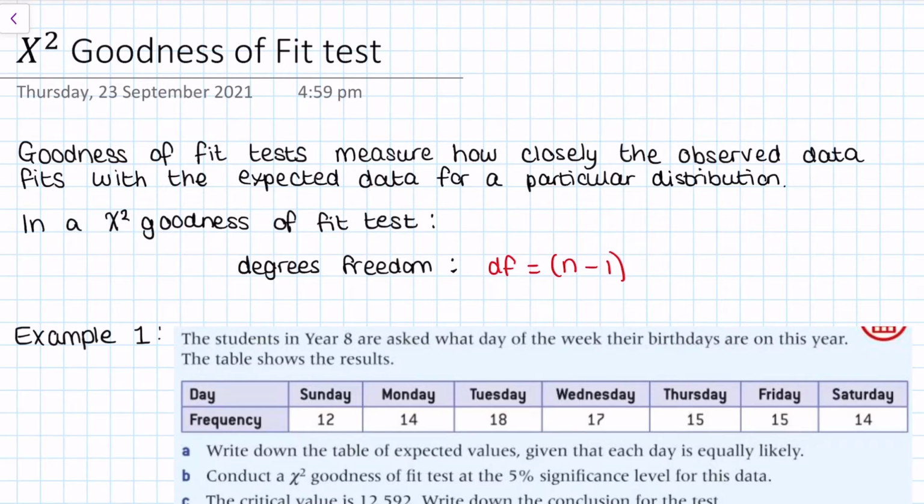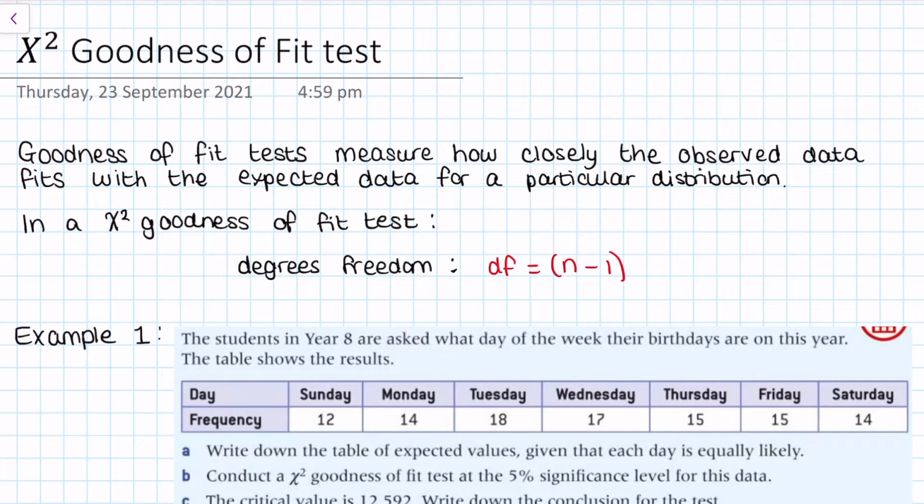This video is on the chi-squared goodness of fit test. The goodness of fit test measures how closely the observed data fits with the expected data for a particular distribution. In a chi-squared goodness of fit test, the degrees of freedom is just n-1, so that's however many data sets you have, and then -1.